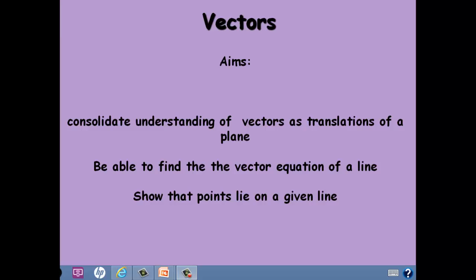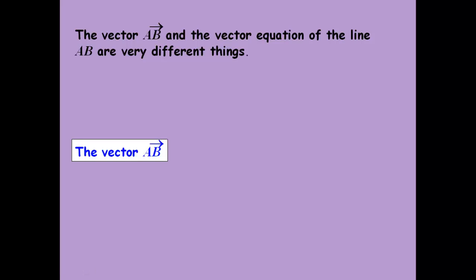The vector equation of a line. Following on from last lesson, we're now going to look at how we find the vector equation of a line and how we show that any given position vector is on that line. Firstly, we need to establish what we mean by this.